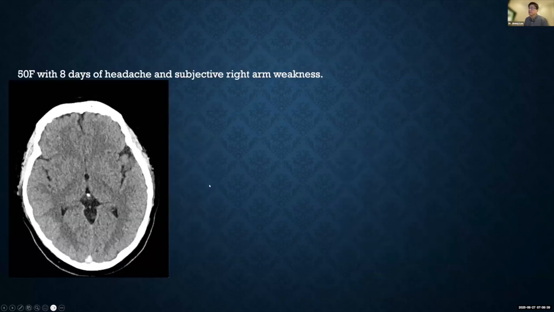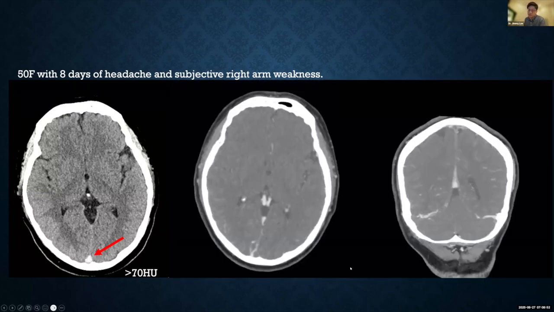Here's another case, a 50-year-old woman, 8 days of headache, right arm weakness. So on the non-enhanced head CT, it's a dense superior sagittal sinus. So it measures over 70 Hounsfield units. A CTV, or CT with contrast, showed the classic empty delta sign, the filling defect.